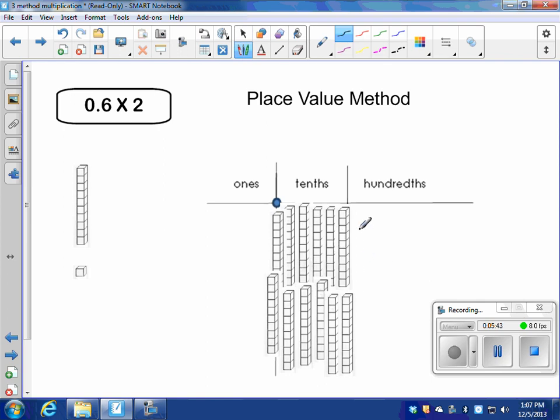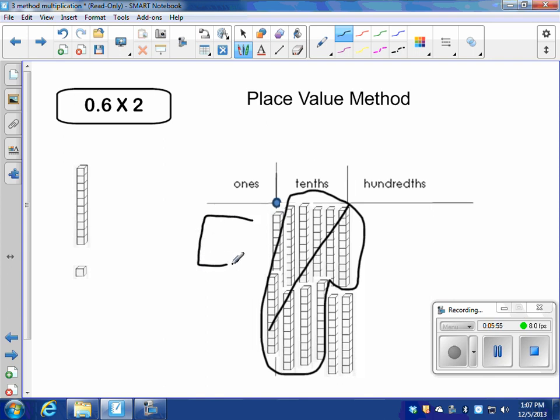I'm going to take 10 of these. So I'm going to take these 6 and then 4 more. And I'm going to replace them with a flat, which would represent my whole. So now I have one whole, and I have 2/10 left over. So 1 and 2/10.